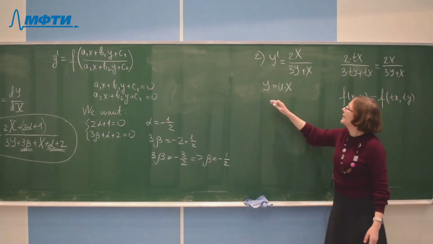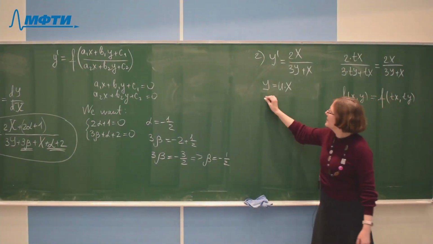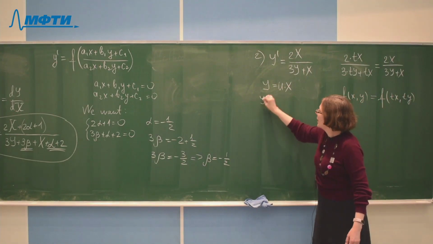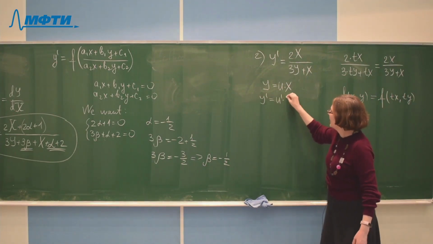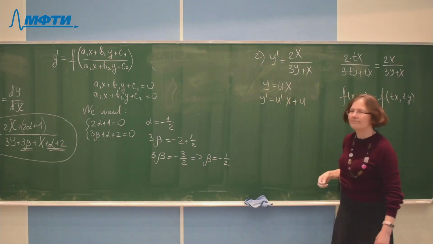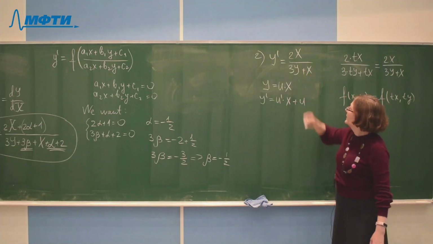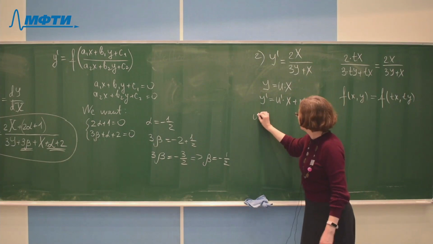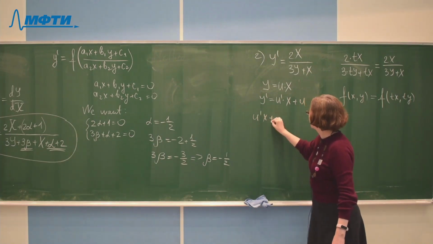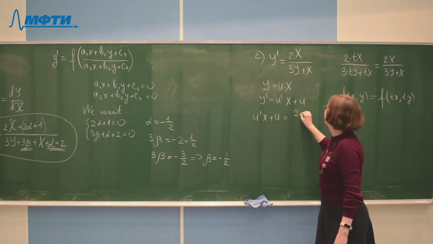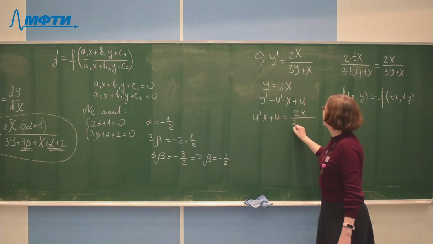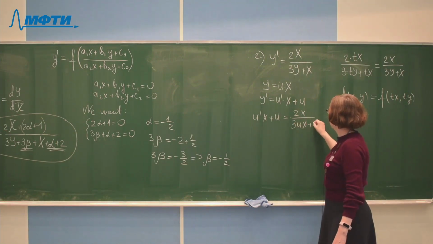Now, on substituting this, we should find the derivative: y prime will be equal to u prime times x plus u, because we differentiate with respect to x. Then substitute it here, and we will come to u prime x plus u equals 2x over 3ux plus x.